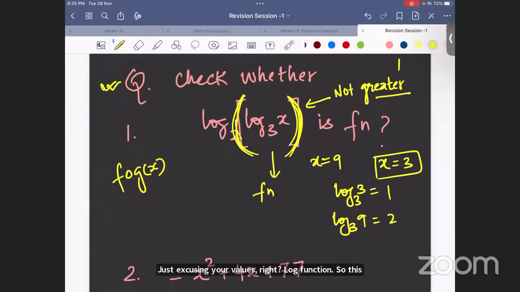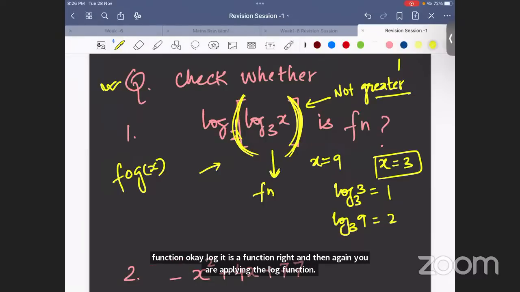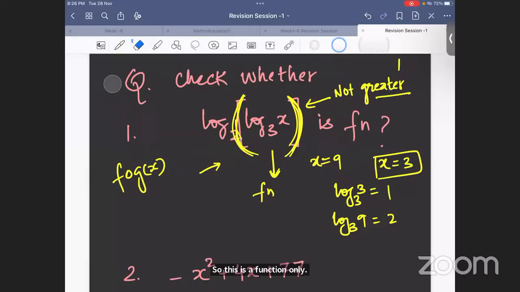So many times, in the upcoming courses, you'll see that the log function is used in so many places just to excuse the values. So here also, log x is a function, right? And then again, you are applying the log function here itself. So this is a function only, and you can directly mark it as a function. Is this clear to everyone? Yes, sir.